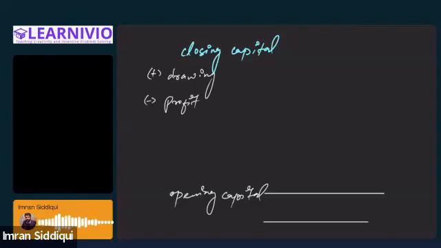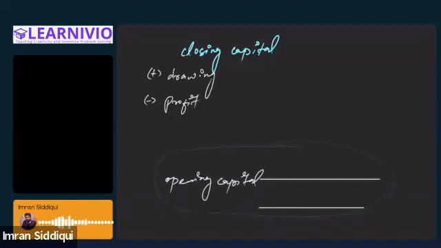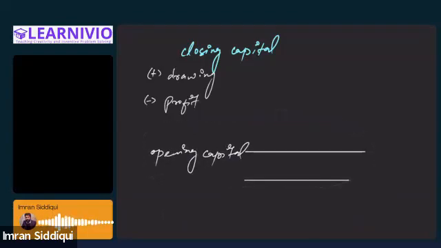I hope you understand the concept. Even if you don't understand the concept, just remember, in order to find out the opening capital, there is a simple formula. To the amount of closing capital, we'll be adding drawings and we have to subtract profit. That will give us the opening capital balance. I hope this point is clear for you. Yes, sir. Okay. So now keeping this in mind, we'll solve this question.